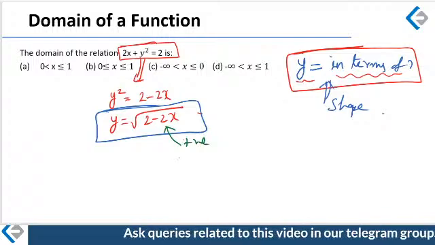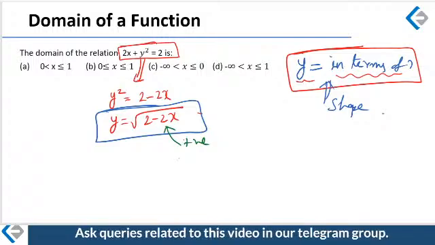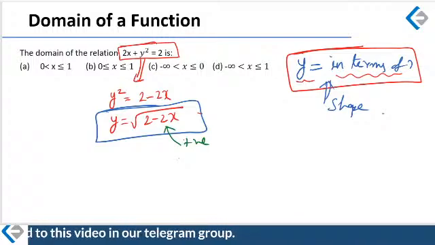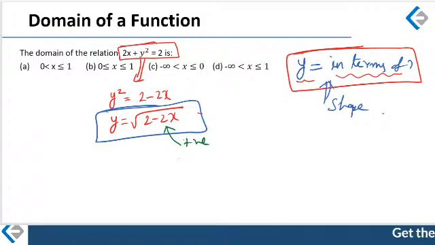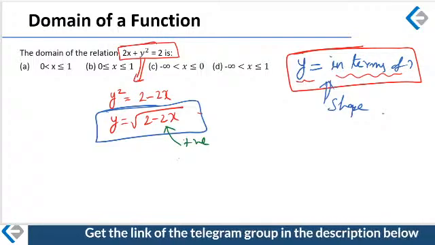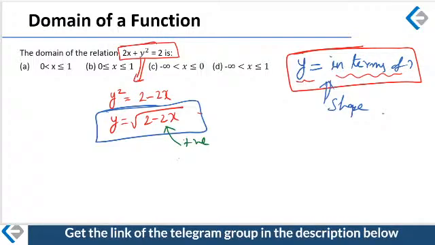Because if you write under root of something, that's a knowledge part in algebra. If you lack that knowledge, then you will never be able to get the domain and range of the function. For a logarithmic function, the input has to be positive. For the root function, the input has to be positive. That knowledge part has to be clear. If that is not there, then we'll not be able to find the domain, range, etc. That may not be possible.